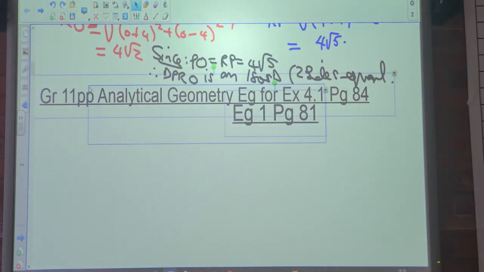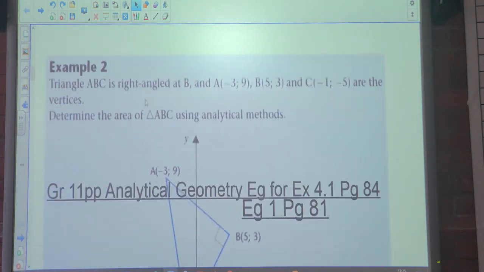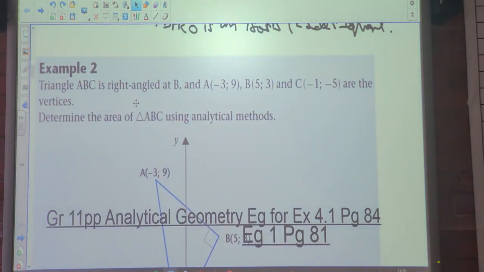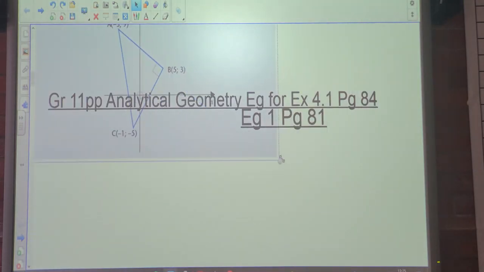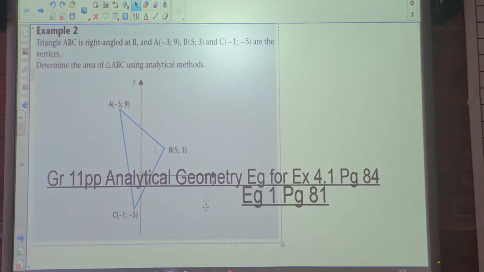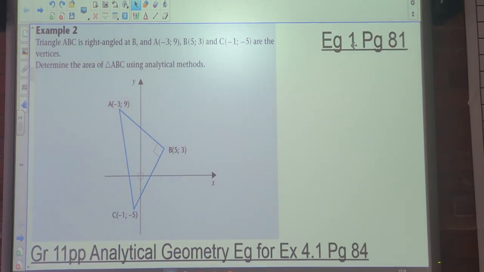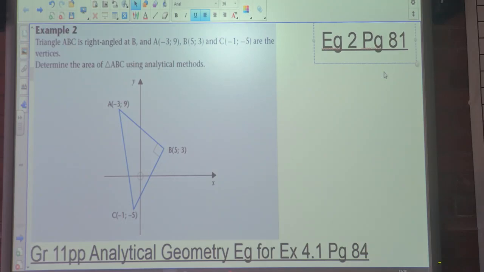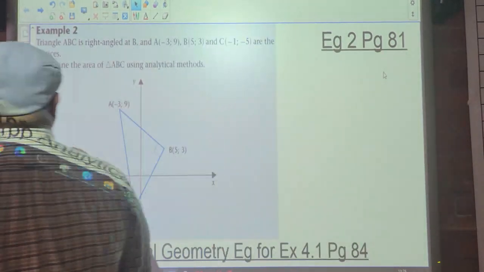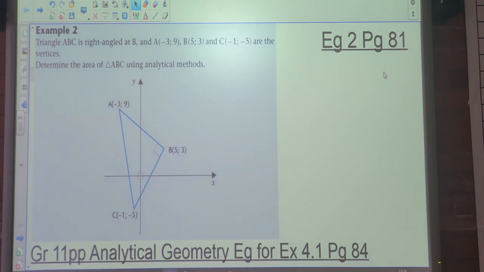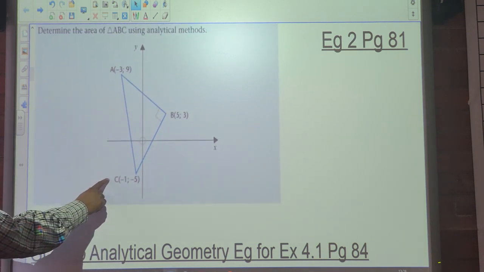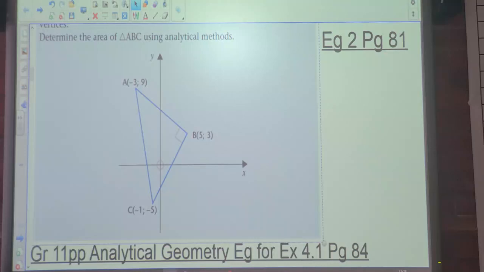Right, let's go with number 2. Example 2 is on the same page. So in example 2 we are told in triangle ABC, triangle ABC is right-angled at B. The vertices are A, which is negative 3 and 9, B, which is 5 and 3, and C, which is negative 1 and negative 5. Sorry, all the vertices. Determine the area of triangle ABC using analytical methods.